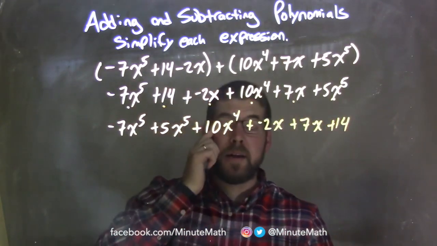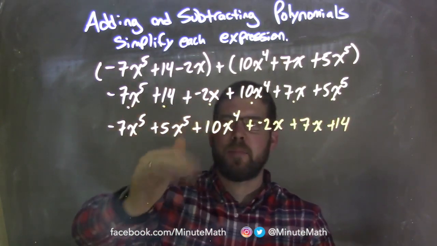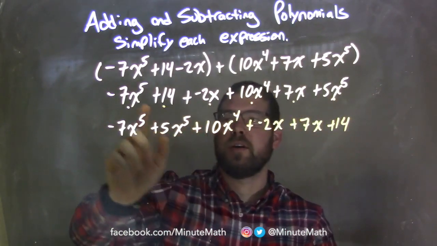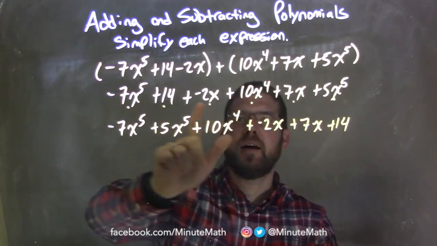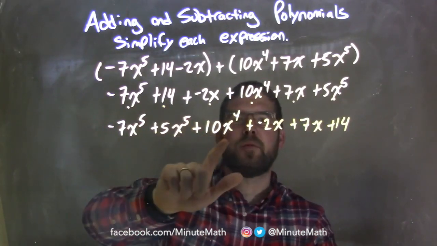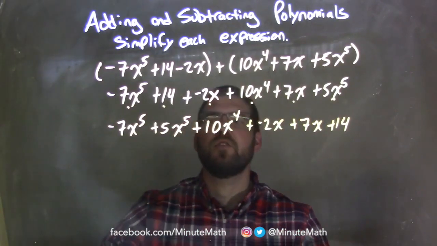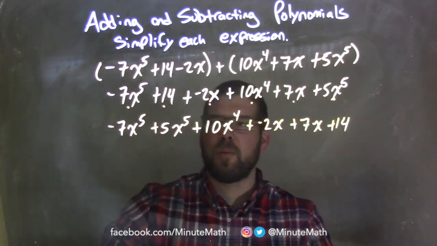So let's do a double check now. I use my dot system, double check and brought everything down. Negative 7x to the fifth, 5x to the fifth. Fantastic. Oh, sorry, let's go 14. 14 right there, negative 2x right there, 10x to the fourth right there, 7x right there, 5x to the fifth right there. Fantastic. So now we're going to simplify and combine our like terms.